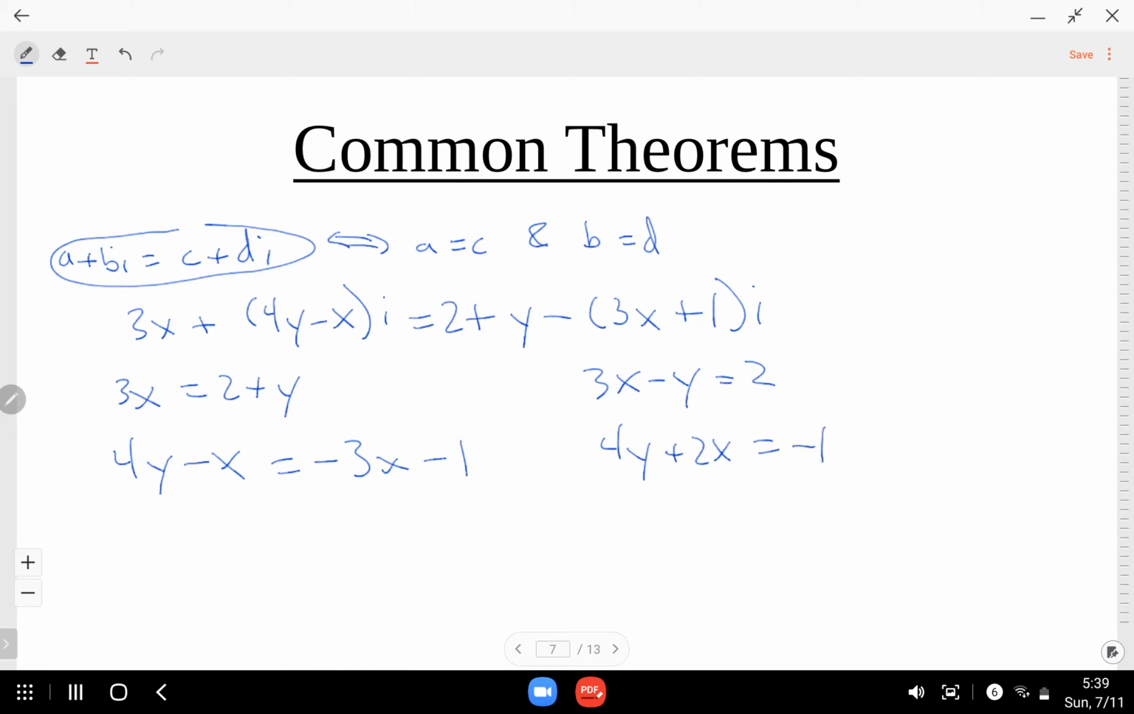All right, we're done here. We just need to solve the system, right? And after we solve, I'm just going to save you the trouble of solving this. x is going to be equal to 1/2 and y is going to be equal to negative 1/2. So don't worry about solving the systems. You already know how to do that. But the main point is this theorem. Whenever you come across a problem like this, then you can use this theorem.